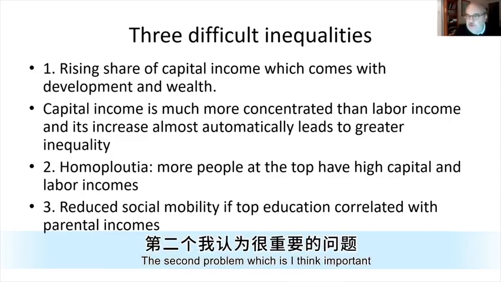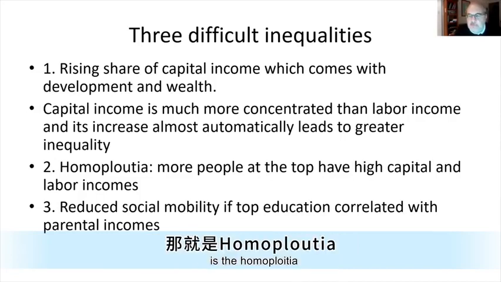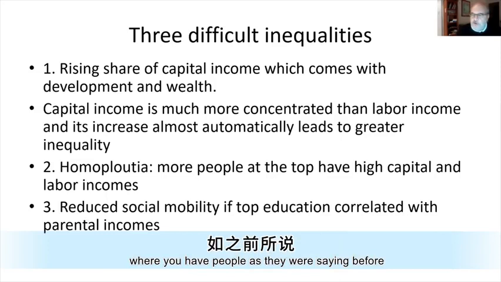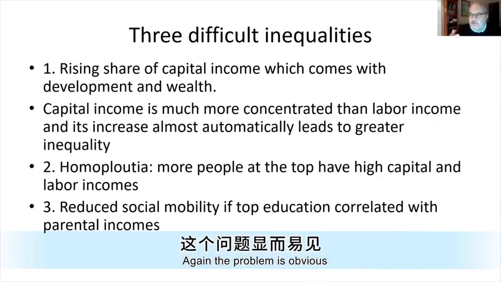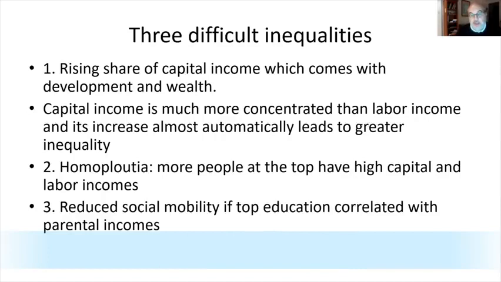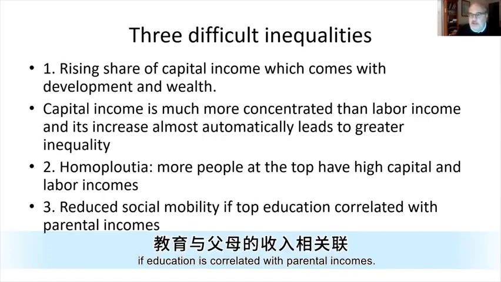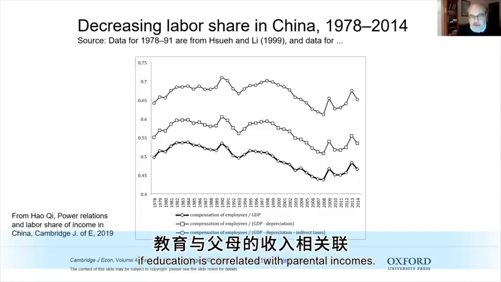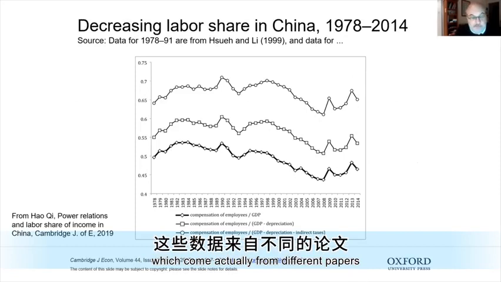The second problem, which is, I think, important, and it's present in China as well, is homoplutia, where you have people, as I was saying before, at the top who have high capital and labor income. Again, the problem is obvious, but the solution is much more difficult. And finally, reduced social mobility if education is correlated with parental incomes. So let me show you the data from China, which come actually from different papers.